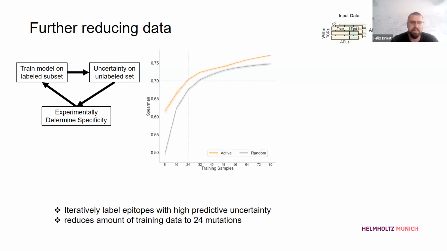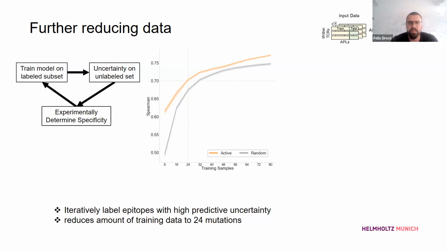And we compared this against random sampling, simply selecting random epitopes, and we could see that at every iteration, at every step of training, we could reduce the number of samples we need to get a certain performance. So you can see here that with 24 APLs, or epitopes, we could reach a Spearman rank correlation coefficient of 70% and an AUC of 85%.